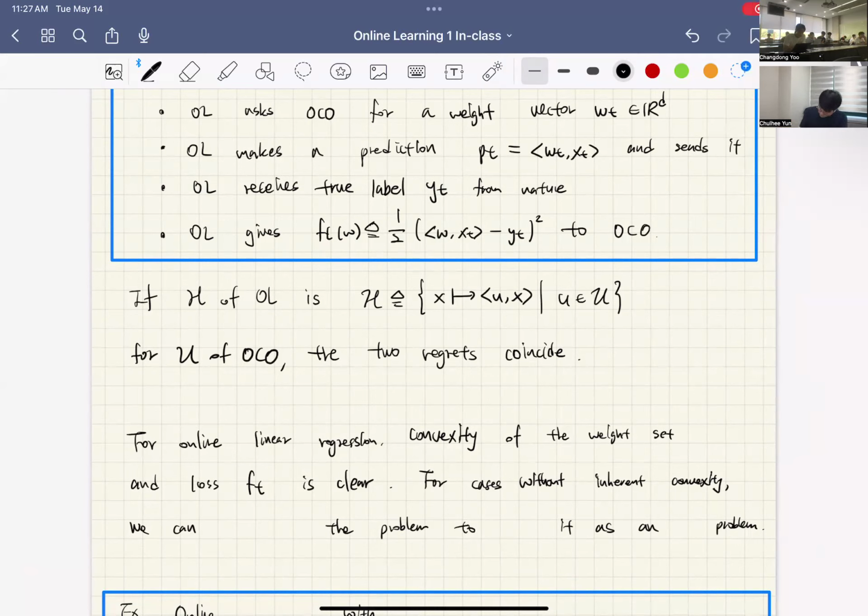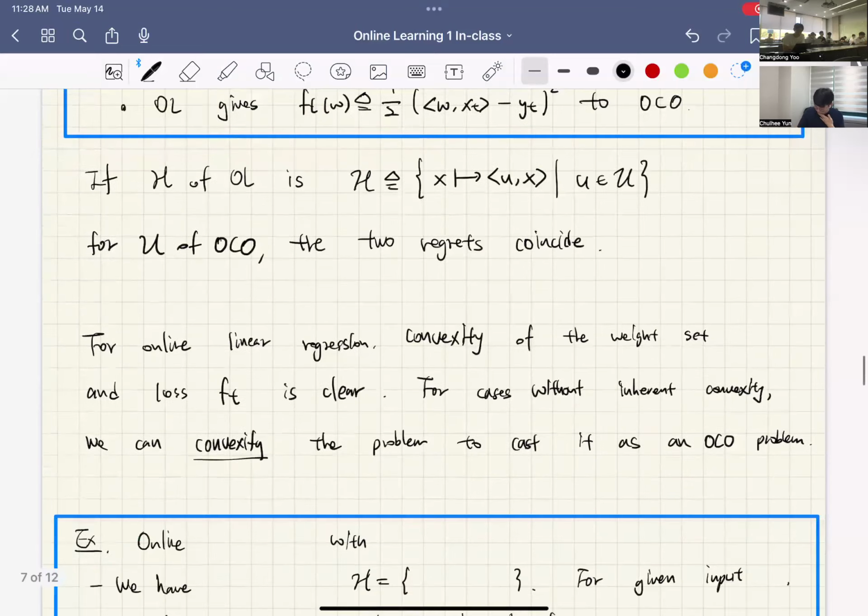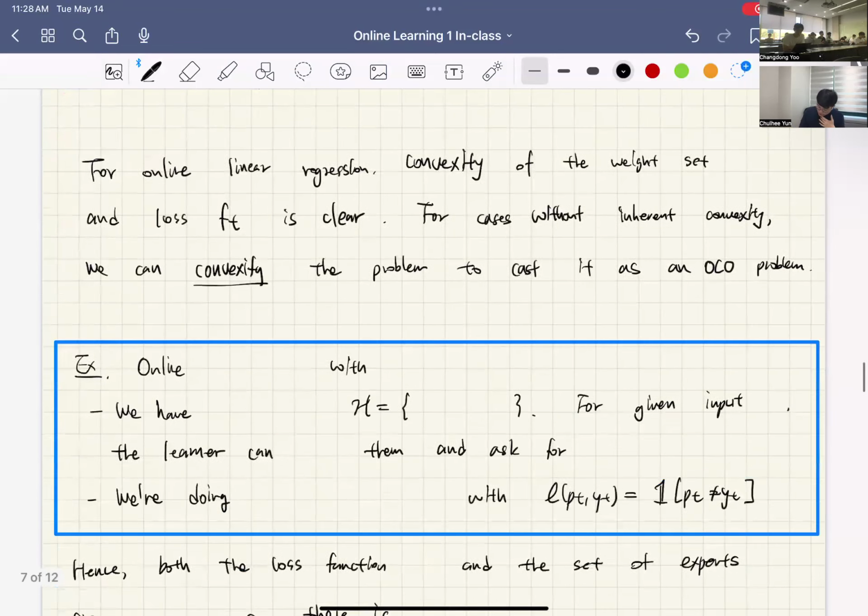Okay. So for these cases, what we can do is convexify the problem to treat this inherently non-convex problem as an OCO problem. Okay, so let me give you a very interesting concrete example. This is a problem called online classification with expert advice.